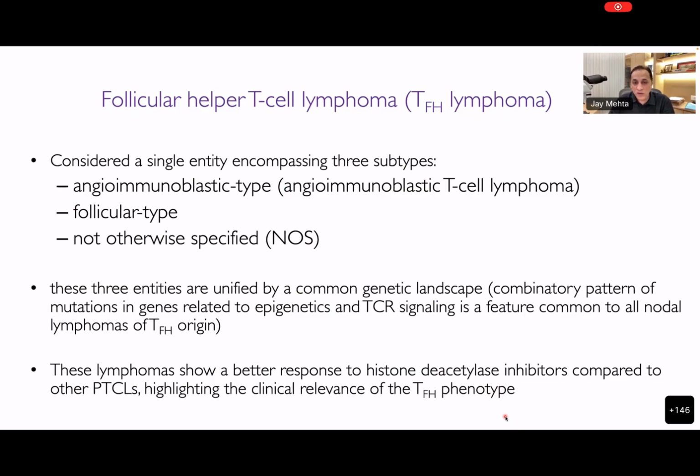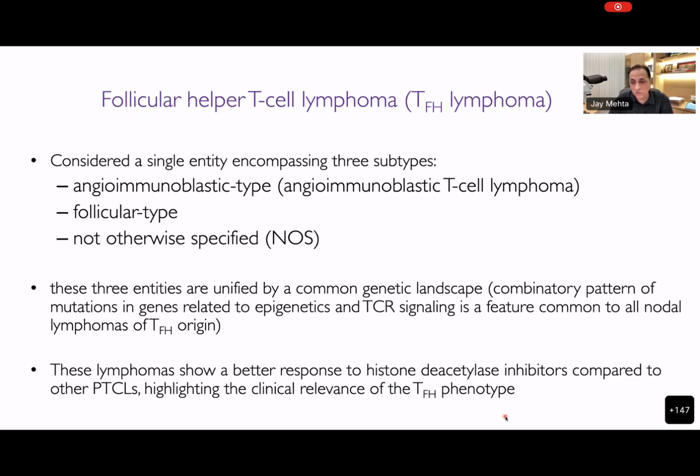These entities are unified by a common genetic landscape. That's the combinatory pattern of mutations in genes which are related to epigenetics and TCR signaling. Now, these changes are a common feature of all these nodal lymphomas of TFH origin. Now, why is it important to do this? Because they show a better response to histone deacetylase inhibitors compared to other PTCLs, highlighting the clinical relevance of the TFH phenotype.